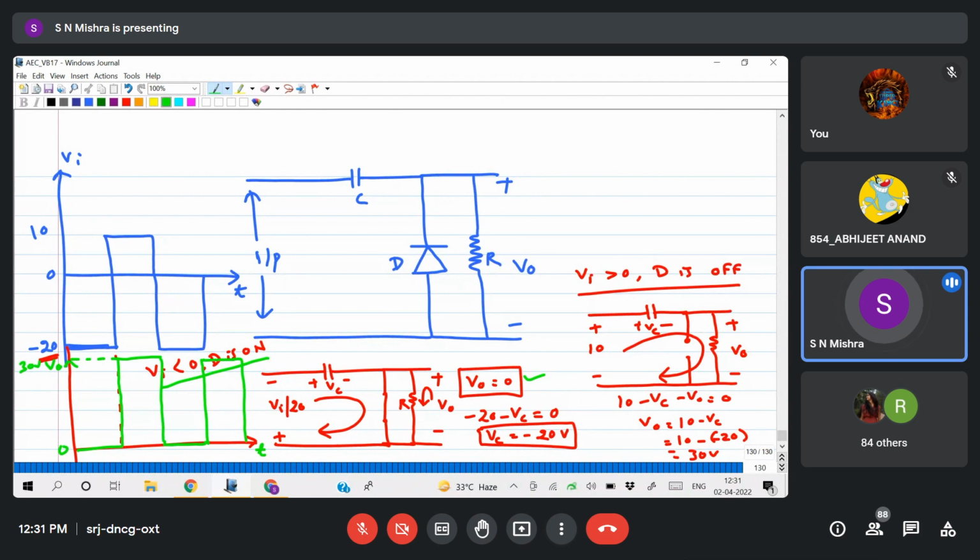So the entire signal is shifted upward by 20. That's why this 20 plus 10 will be 30, and here minus 20 is shifted to 0, and 10 is shifted to 30. If I add plus 20 each time, then I'll get 30, 0. Somewhere in the middle I'll get the DC level, that is 15 volt. Understood? Yes, sir.